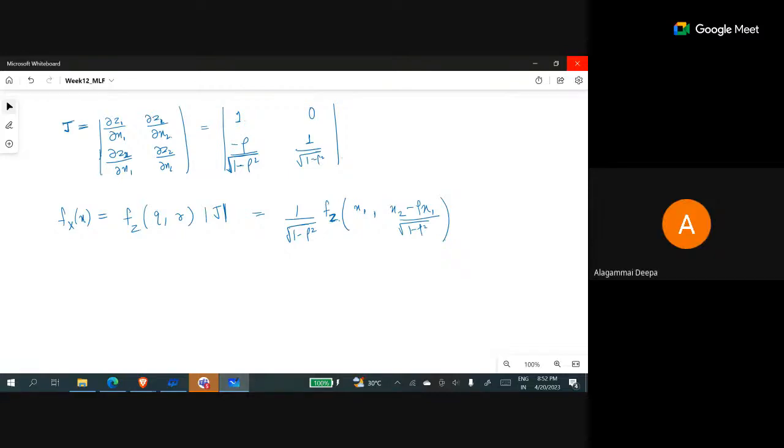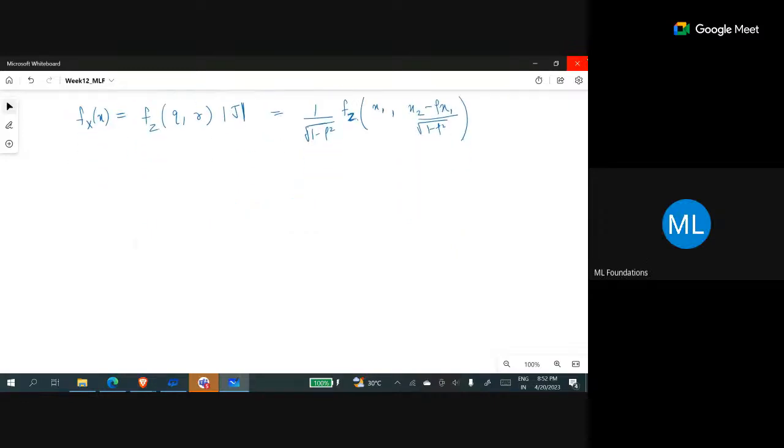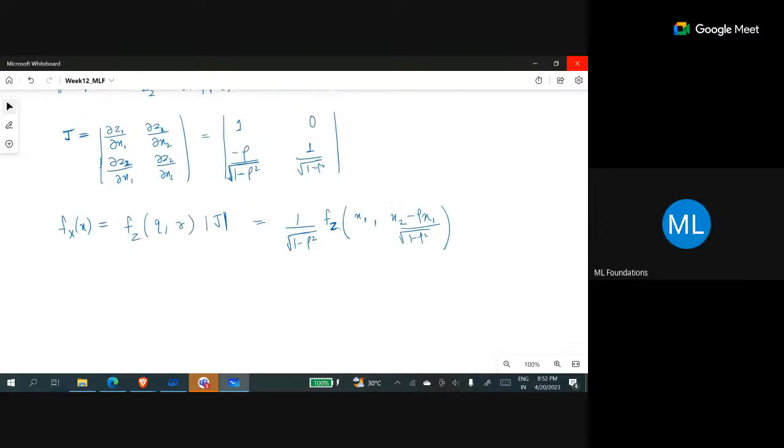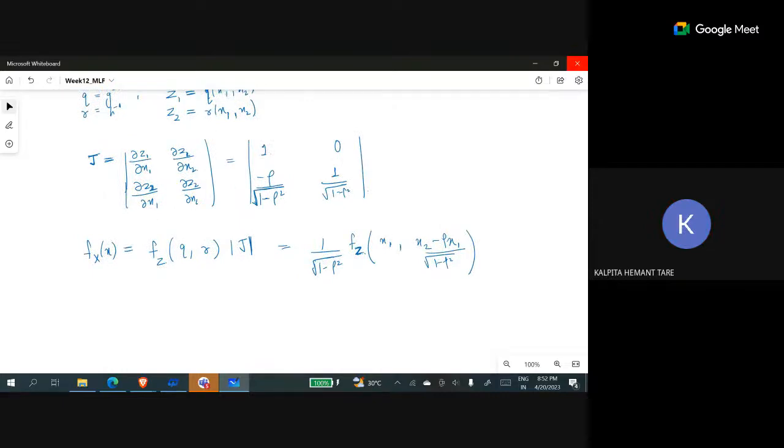Last time we asked whether this Jacobian determinant will be inside the modulus or not. So are we considering the mod of the Jacobian determinant? It will be inside the mod. It should be the mod of the Jacobian. Every time, week 11 also, right? Yes, it is always the mod of the Jacobian.